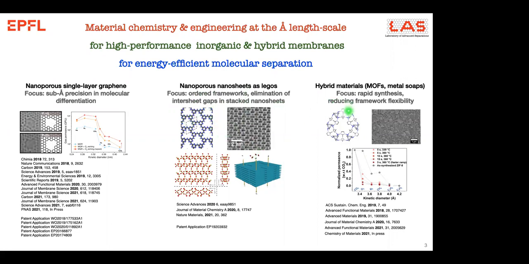The third subgroup works with hybrid materials. There, our promising material is metal organic frameworks. We have recently done some work with metal soaps and so on. Our focus is to reduce the lattice or framework flexibilities of MOFs, but also to reduce the complexity of the synthesis. And I will show you towards the end, if I get time, how to get down to 2 minutes for making a MOF membrane.